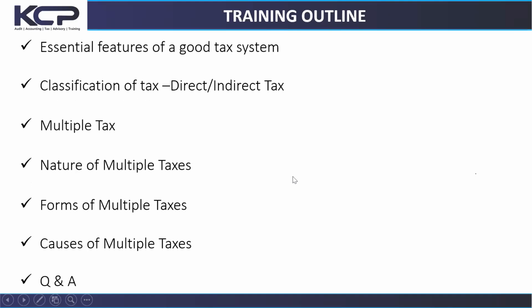We'll consider that too. We look at the essential features of a good tax system, classifications of tax into direct and indirect, what makes a direct tax, and what makes an indirect tax. We will look at the multiple tax. What do we mean by multiplicity of tax? Then the nature of multiple tax, forms of multiple tax, what are the things that cause multiple taxations? Then we finally round it up with various questions and answers.